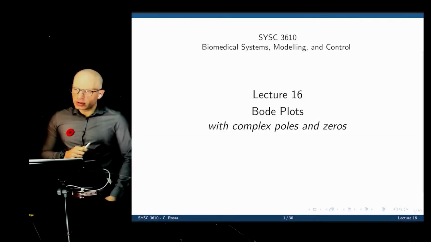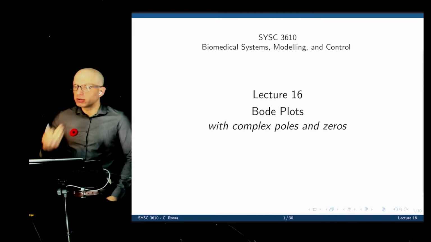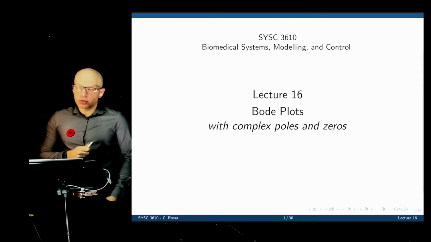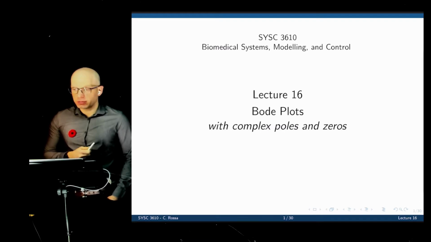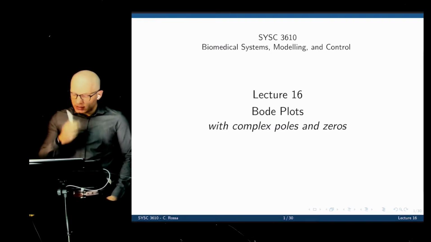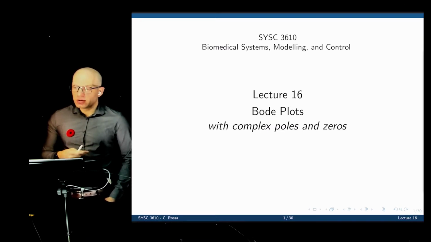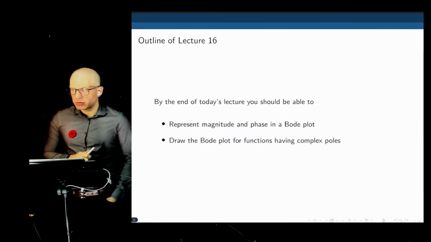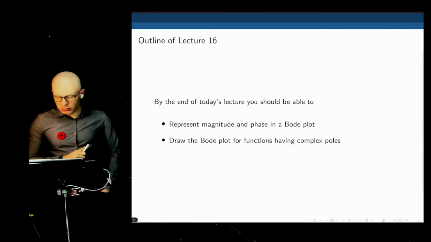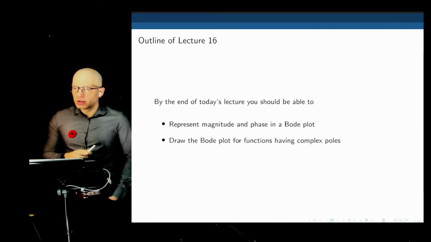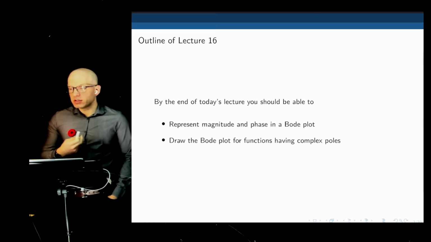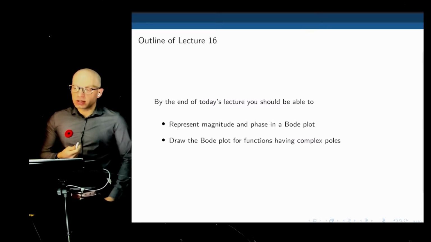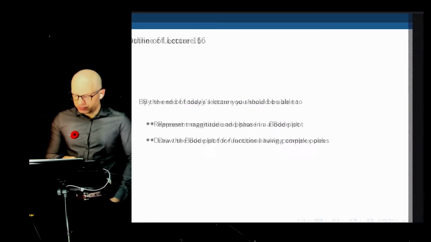In the last lecture, we discussed Bode plots, and we dealt with the basic building blocks of Bode plots, that is the real pole and the real zero. Today, we're going to expand that and include complex poles and zeros. This is slightly more complicated, but you will see that it's very similar to what we did in the last lecture. So by the end of this lecture, you should be able to, again, represent the phase and magnitude of a Bode plot, but this time using functions having complex poles and complex zeros.